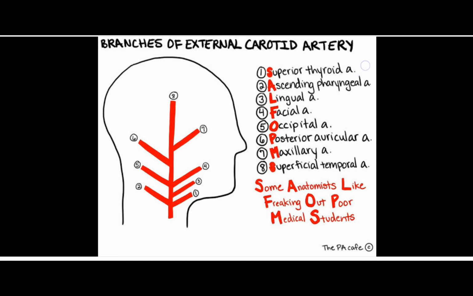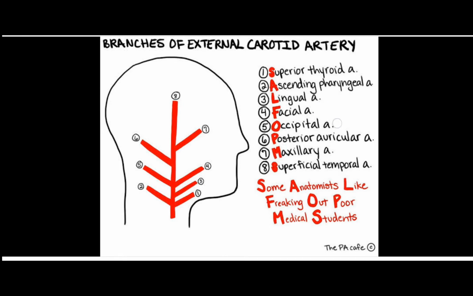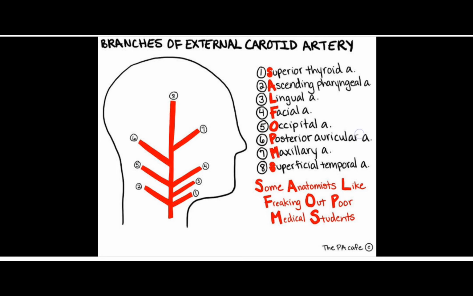Anteriorly, we will have the thyroid gland, so superior thyroid. Inferior thyroid was from the subclavian artery. Okay, so superior thyroid, then lingual for the tongue, and facial. These are anterior. Then posteriorly, we have occipital and posterior auricular. And medially, we have ascending pharyngeal, and terminal branches are maxillary and superficial temporal.